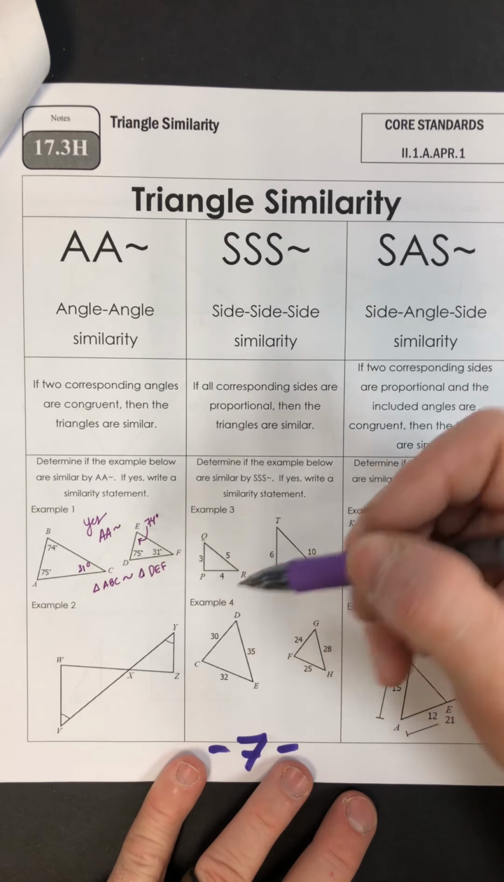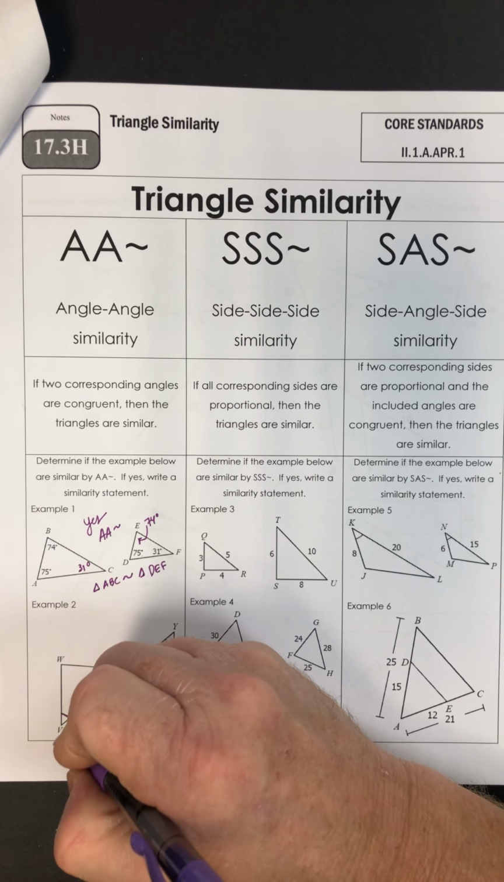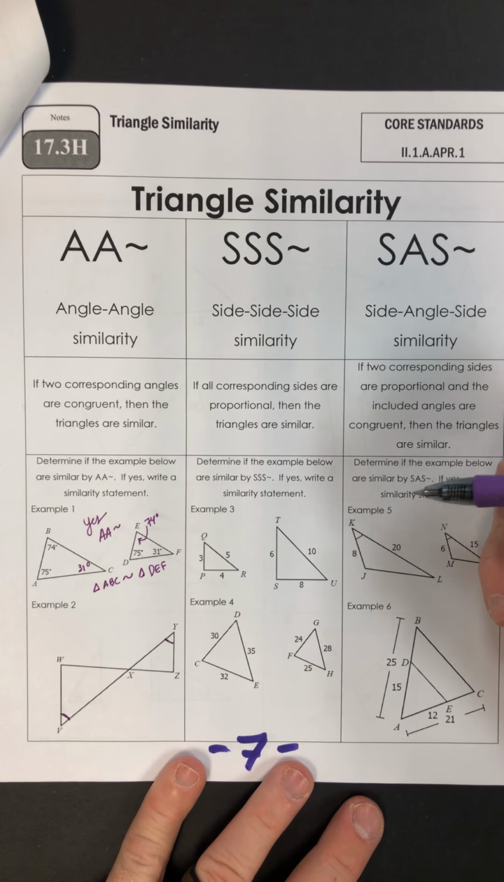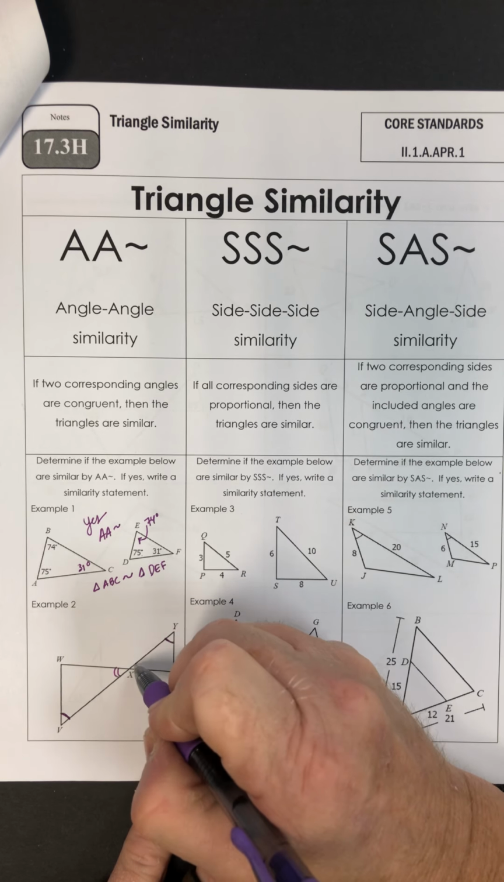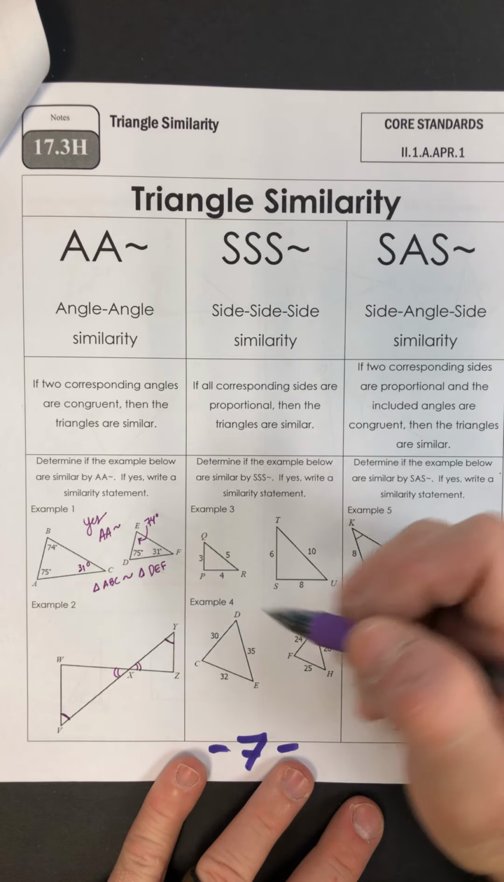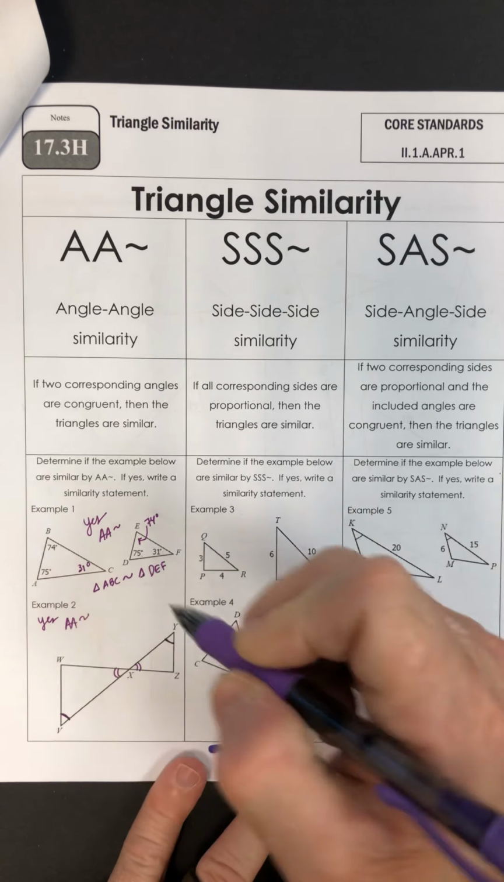Okay? Example 2. What do we know? I've got an angle here, angle V and angle Y. Do I have any other angles? Yes, I have vertical angles here. So I have two angles. So yes, the triangles are similar by angle similarity.